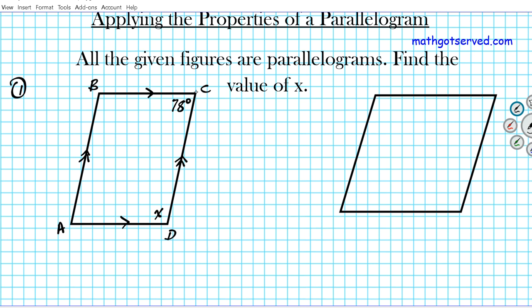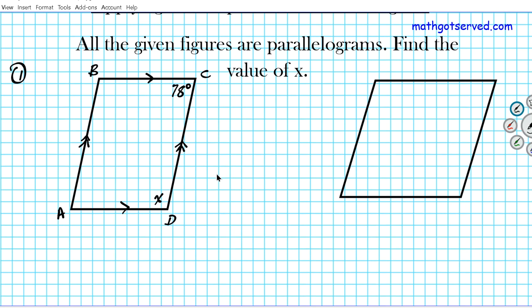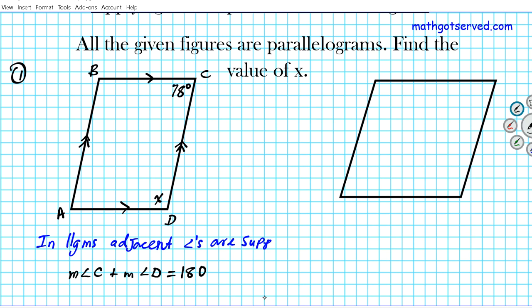What we know is that these 2 angles are adjacent angles. So what do we know about adjacent angles? For a parallelogram, we know that adjacent angles are supplementary. So let's write that down. In parallelograms, adjacent angles are supplementary. So if we apply that to this particular case, we know that the measure of angle C plus the measure of angle D will be equal to what? 180. That's what supplementary angles mean.